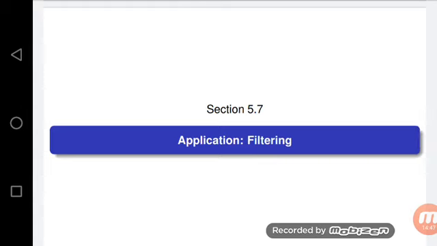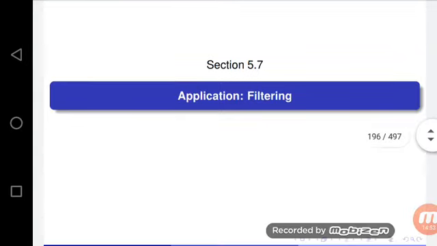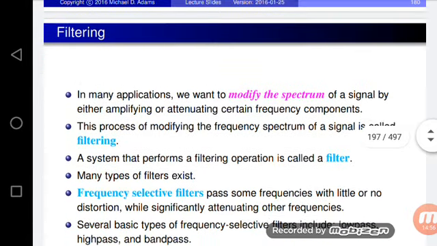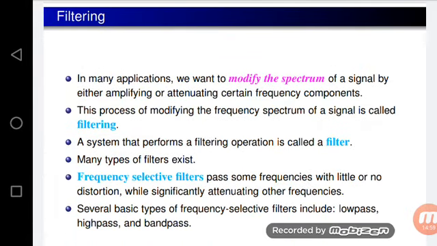And the next one is one of the applications, filtering. In many applications we want to modify the spectrum of a signal, either by amplifying or attenuating certain frequency components.